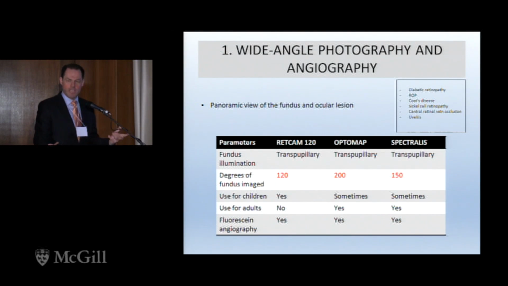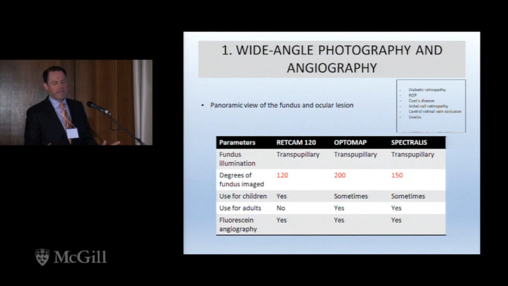And these are all transpupillary devices. No special dyes are required, no special attachments are required to the eye. And they provide a variety of width with respect to the image. So with the RetCam, which is typically used in the pediatric population, we can get a view of 120 degrees. The Optos can provide a 200-degree field, and the Spectralis about 150 degrees.